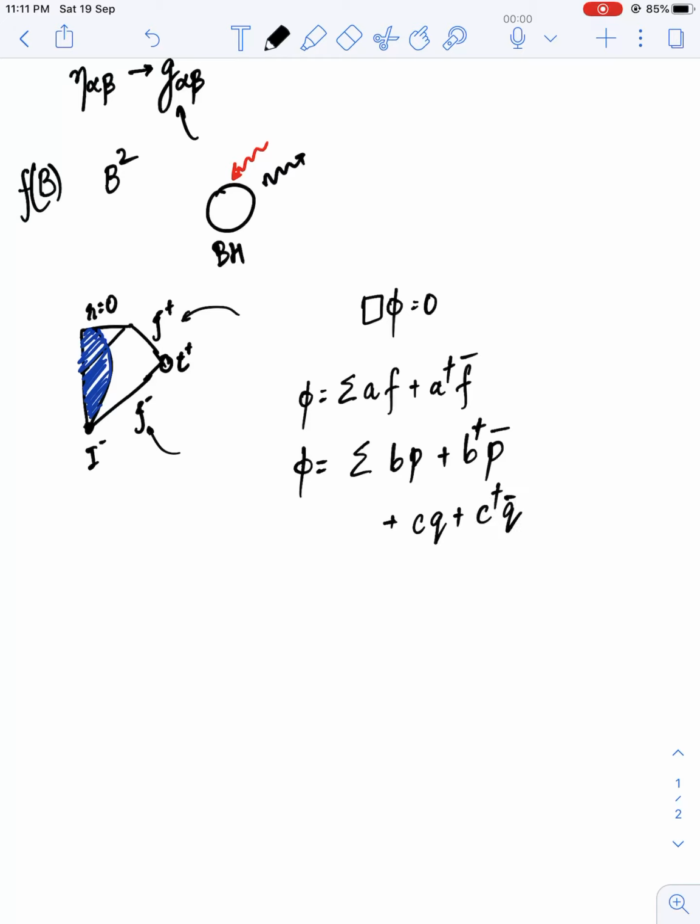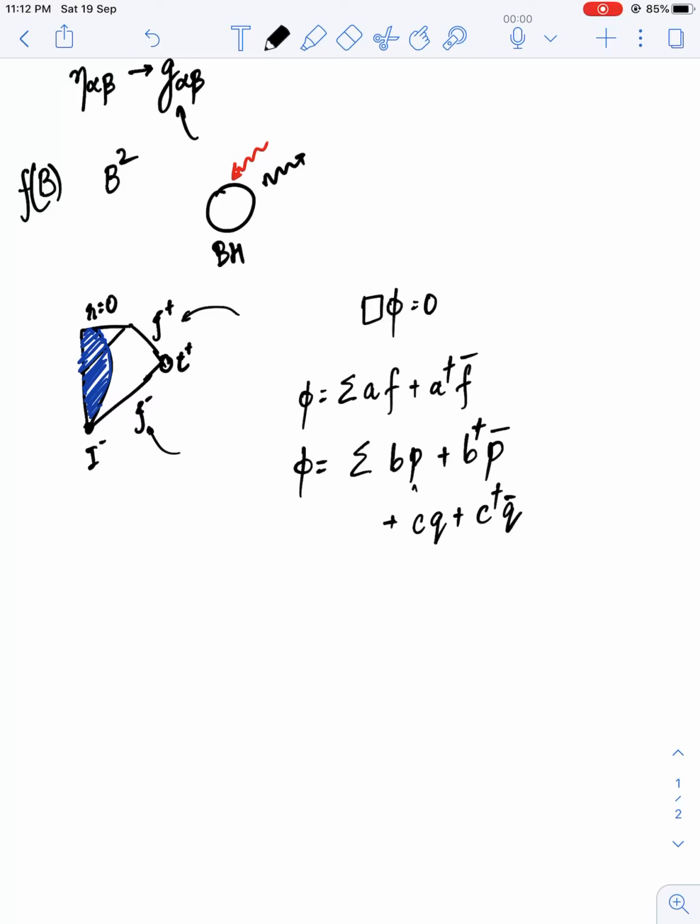Now these functions p are strictly outgoing functions, that is, they end up on scri plus. So these b and b dagger can be interpreted as the creation and annihilation operators at scri plus, while, because there are no time-like Killing vectors on the event horizon, these c and c daggers can be interpreted as annihilation or creation operators, but they won't cause any problem because we won't need them for calculating particle creation.